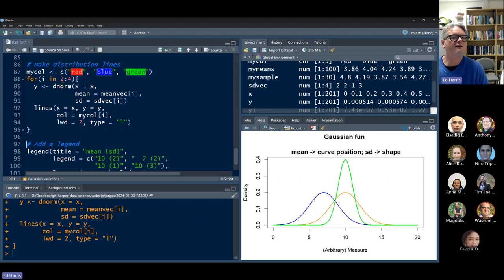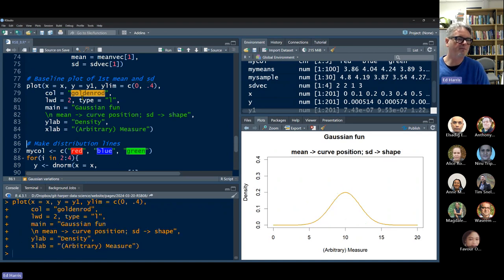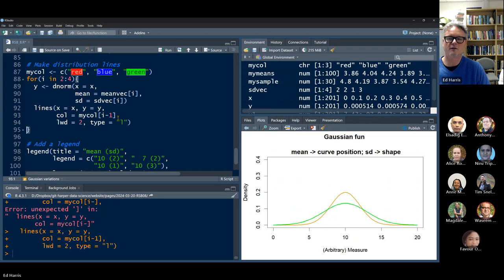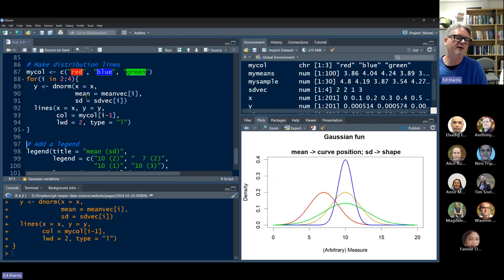Oh, I think I know why. I think it's because I need to do that. So I'm going to do everything again. Boom, boom, boom. And then what have I done? I minus 1. There we go. The reason I had to change that was because I had made a vector of just 3 for my color, but then I had gone 2 to 4, so I had to knock that off. Anyway, that's probably very confusing, so sorry about that, but play with it later.